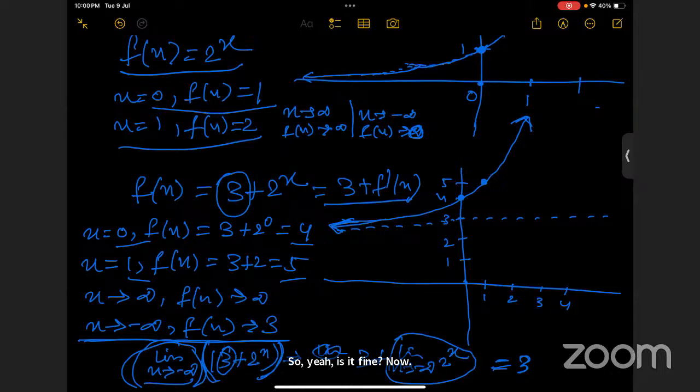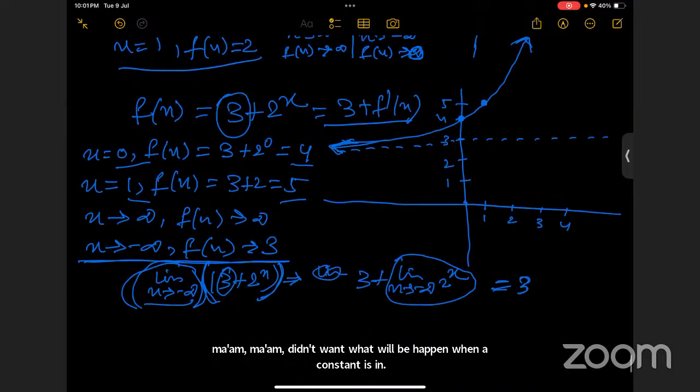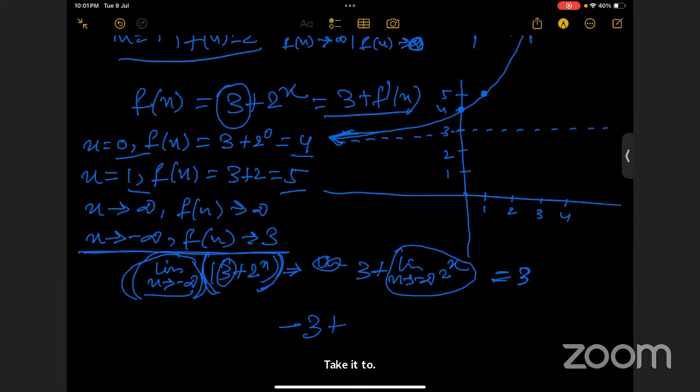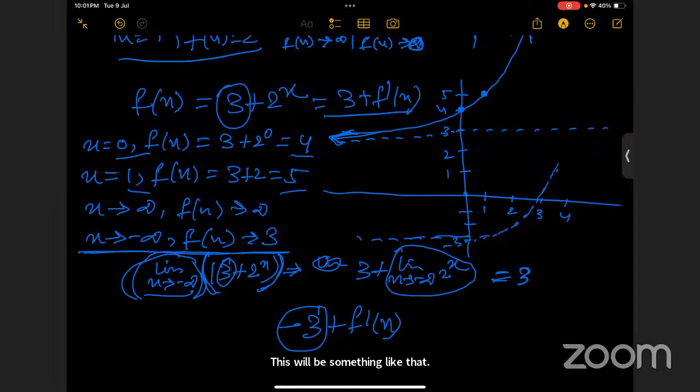Yes, ma'am. Ma'am, then what will happen when the constant is a negative term? It will be the same again. If we have some f dash x, then we will shift this by minus 3. So this will be something like that. We're just shifting this point from here to here and here to here. Ma'am, in that case, it will cut the x-axis, right? Yes.